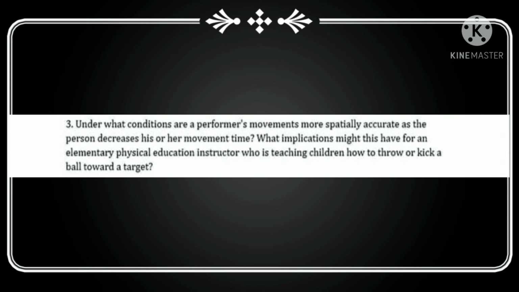Under what conditions is a performer's movement especially accurate as the performer decreases his or her movement time? What implication might this have for an elementary physical education instructor who is teaching children how to throw or kick a ball toward a target?